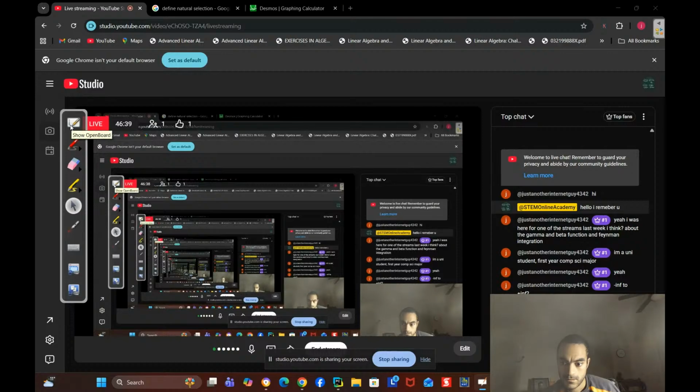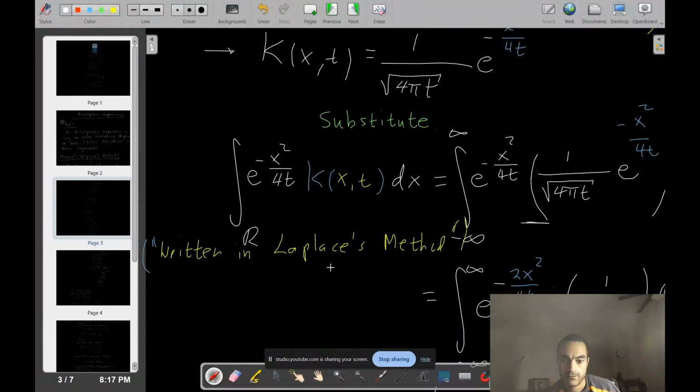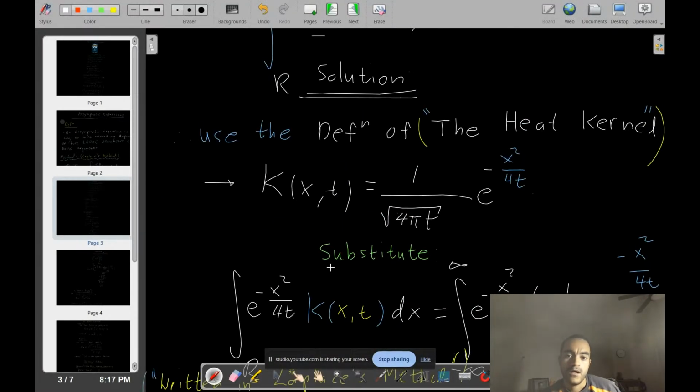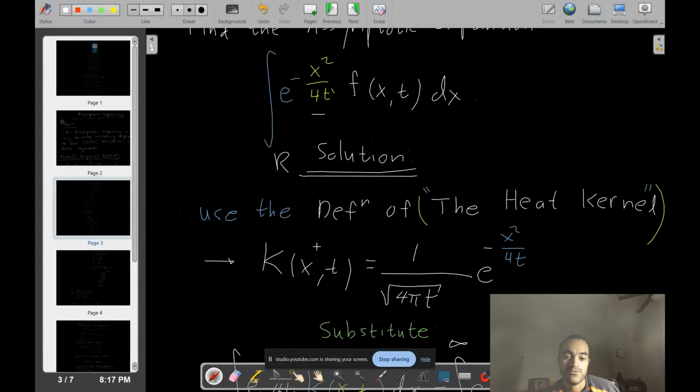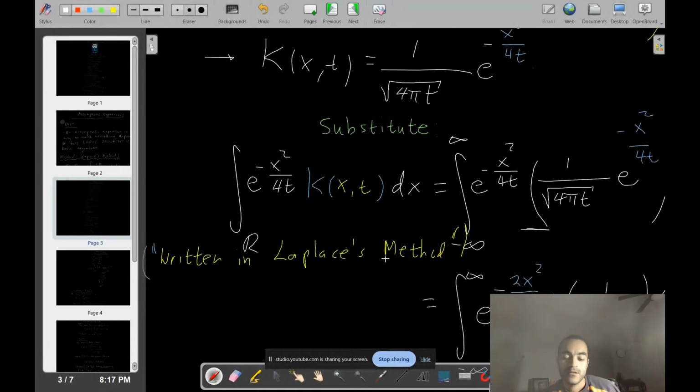Okay. All right, so we have that. Now, remember, the question is to find the asymptotic expansion. It's already written in an integral form, so we need to put some use of Laplace's method if possible. Okay, so I made note that it's written in terms of Laplace's method.